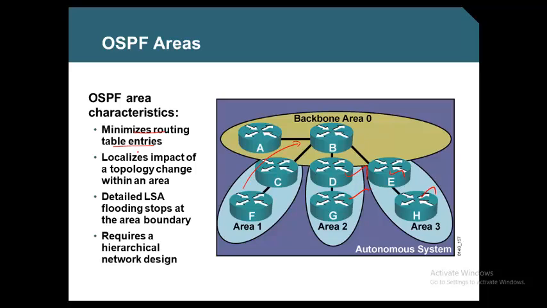If any particular subnet goes down in this area 1, that information is localized. It is not going to be flooded to other areas. That information is going to be localized. So localize the impact of topology change within an area.